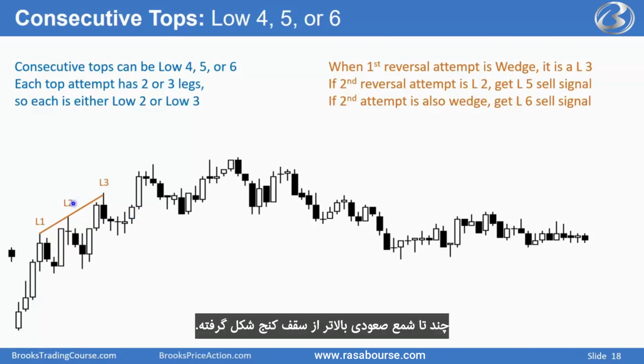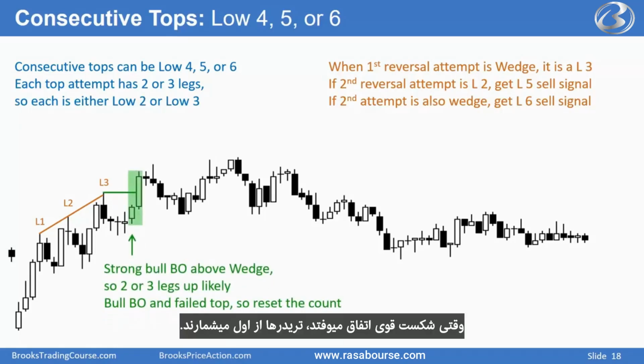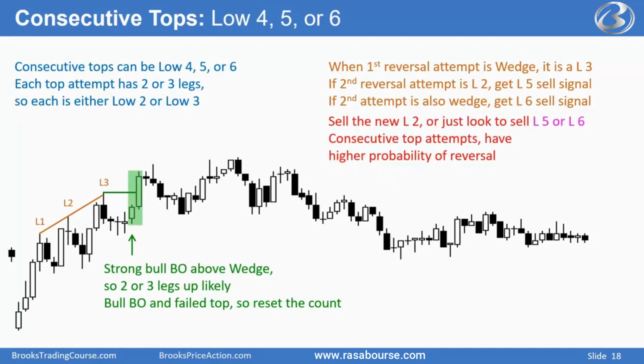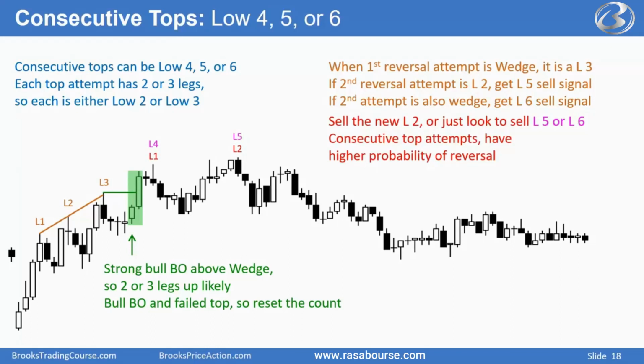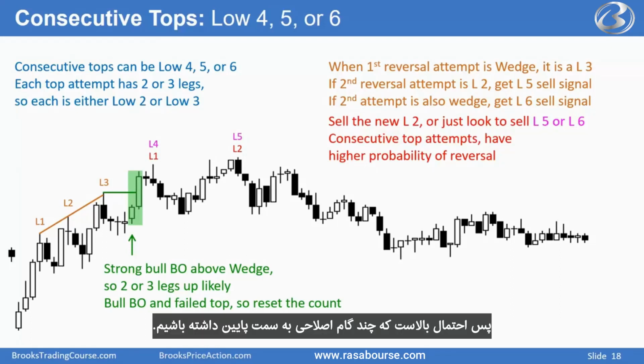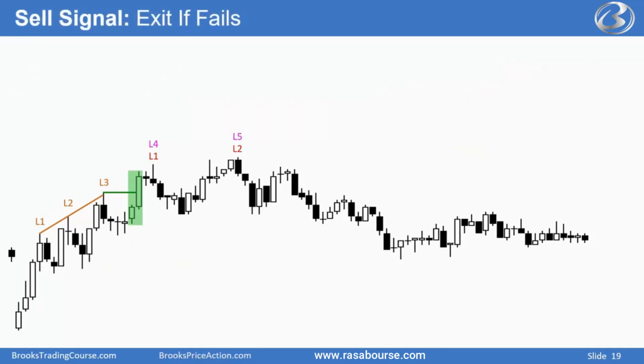Strong bull breakout, a couple bars up above the wedge top, probably at least 2 legs up. So 1, pullback 2, maybe 3. And a lot of traders will just start the count over again anytime there's a big breakout. 1, 2, 3, 4, 5. Doesn't matter if you call it a low 5 or consecutive tops. The key point is you have a complex top, 2 or more legs, and then another complex top, 2 or more legs. The probability is high that you're going to get at least a couple legs sideways to down.